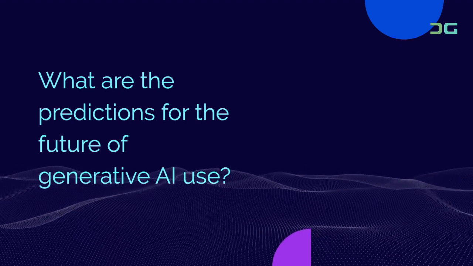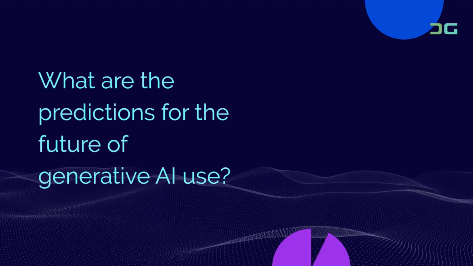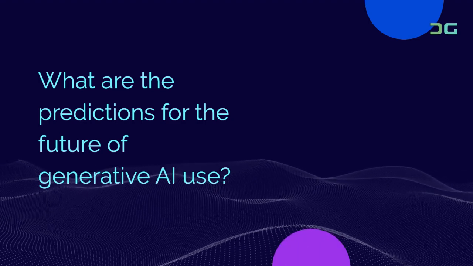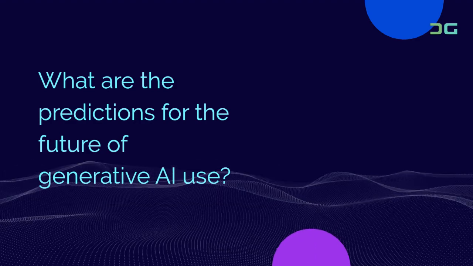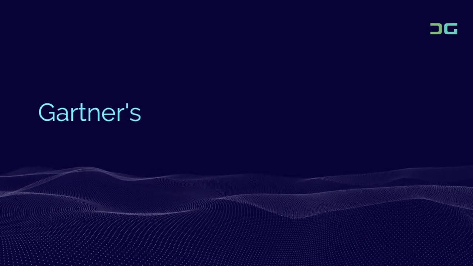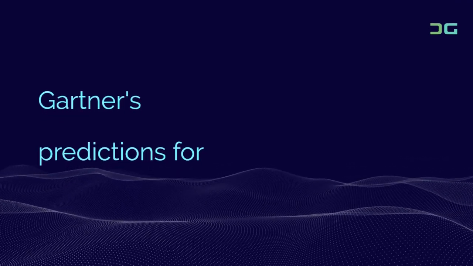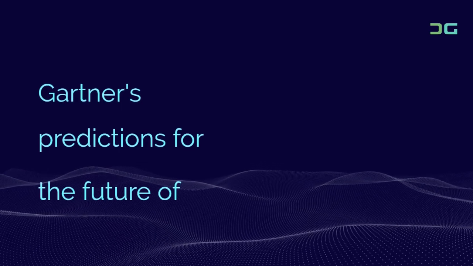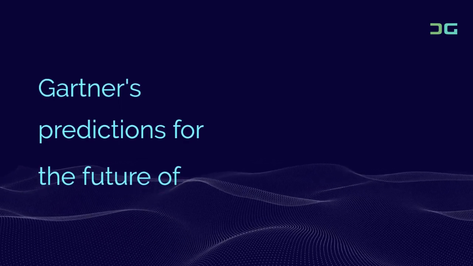Problem solving. Generative AI can be used to solve problems that are currently difficult or impossible to solve. This could be used to improve healthcare, education, and other areas. Gartner's predictions for the future of generative AI. Generative AI is primed to make an increasingly strong impact on enterprises over the next 5 years.